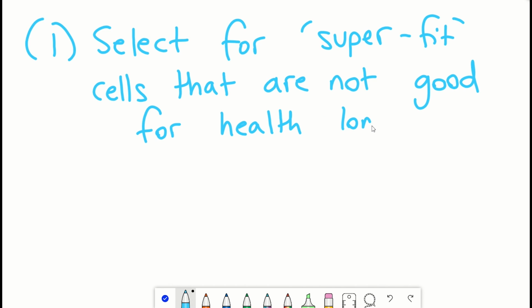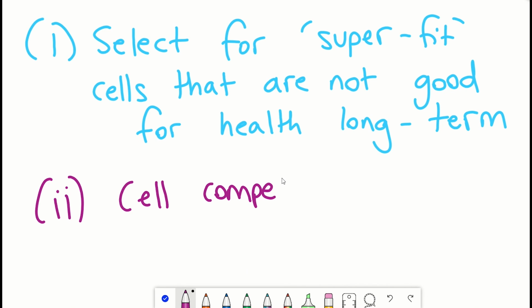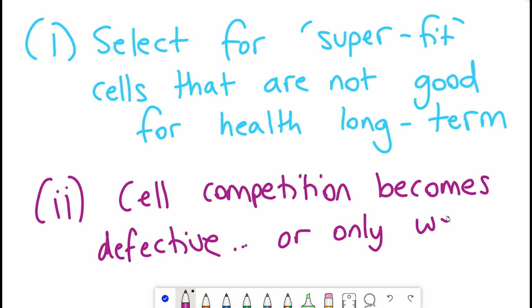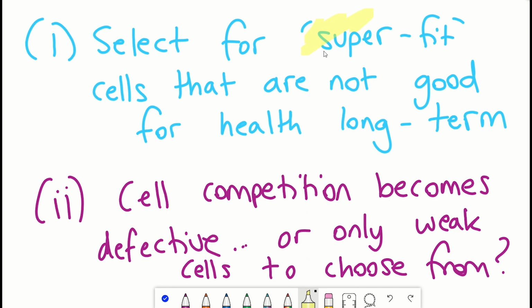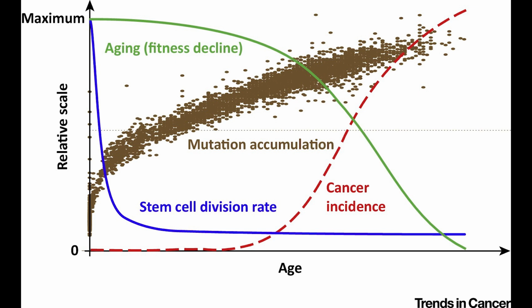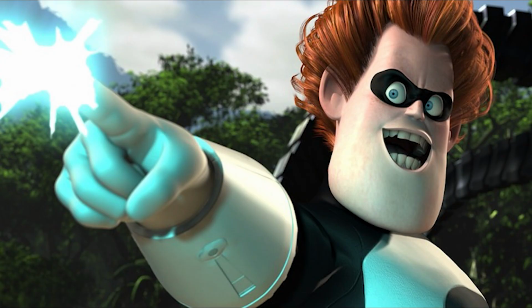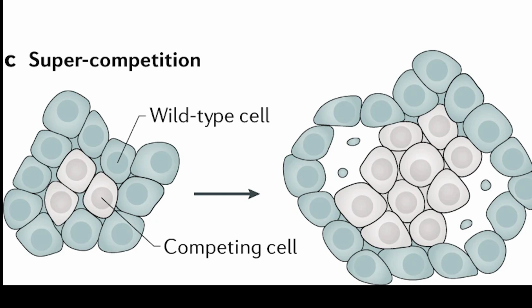And then secondly, something starts to become defective in the cell competition process, potentially a consequence of some other aging hallmark. For example, in general, cells become less fit due to mutations over time, so they might be selecting from an older but less fit population of cells. So the first point, super fit cells then, that sounds, well, super. Well, think again. Super fit has been used to describe cells that possess increased expression of the protein MYC.